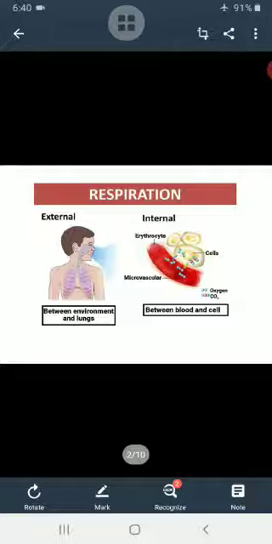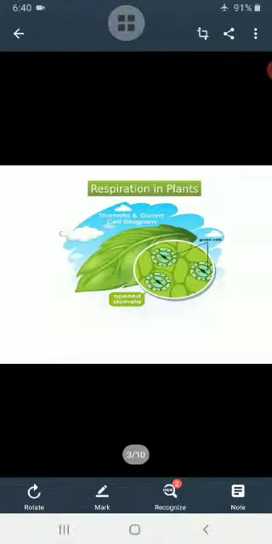In respiration, glucose molecules react with oxygen and break down into carbon dioxide and water to release energy. The chemical reaction is glucose plus oxygen gives us carbon dioxide and water. Next, we will study about the respiration in plants.